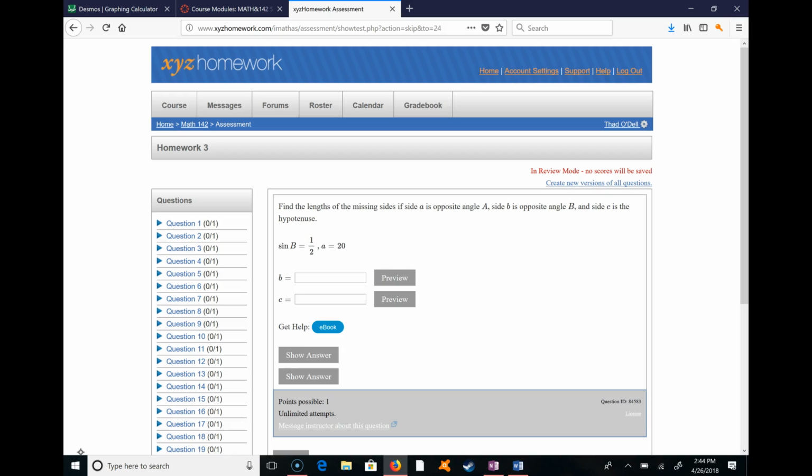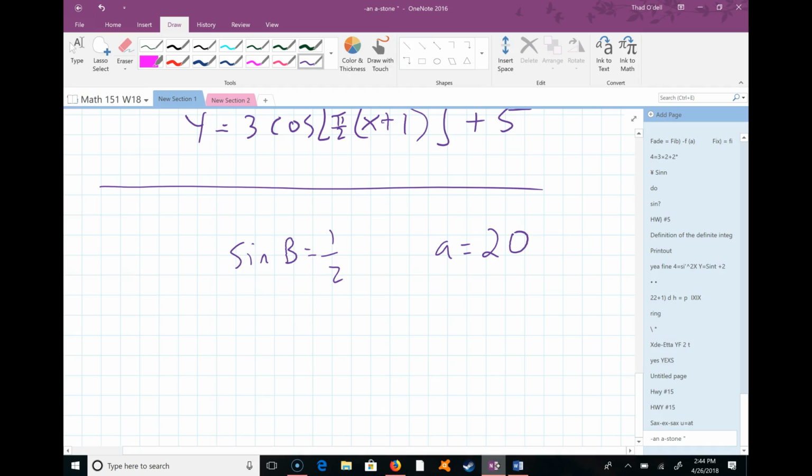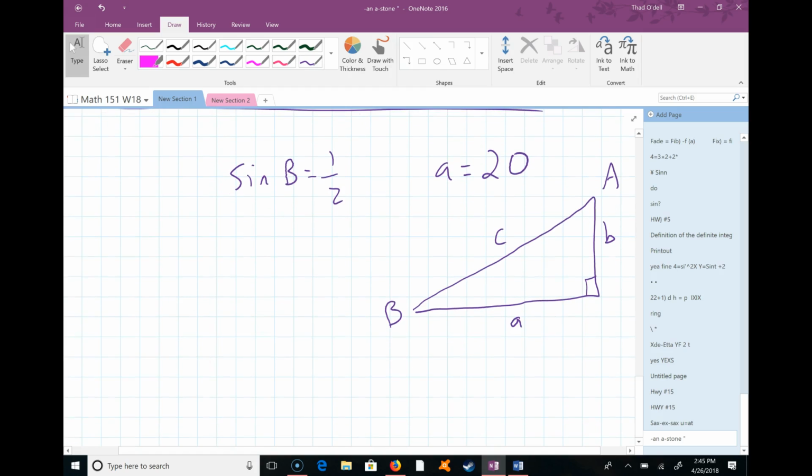Sine of b is equal to 1/2 and a is equal to 20, and we're supposed to find b and c. And I have that over here. So first thing you'd want to do is draw a triangle and orient things. The capital letters are the angles. This is the right triangle, right angle over here, so that would be B. This would be capital A, which means this would be lowercase b, and lowercase a, and this would be lowercase c. So the lowercase letters are the side lengths across from the capital letters is the general idea. So this would be capital C over here also.